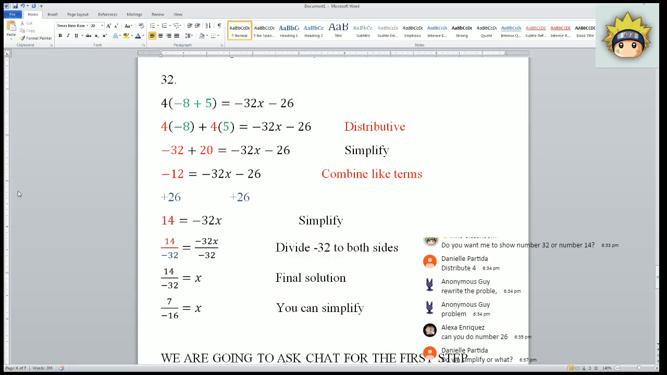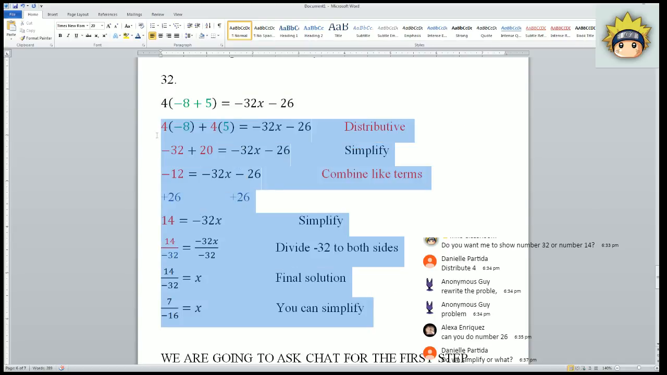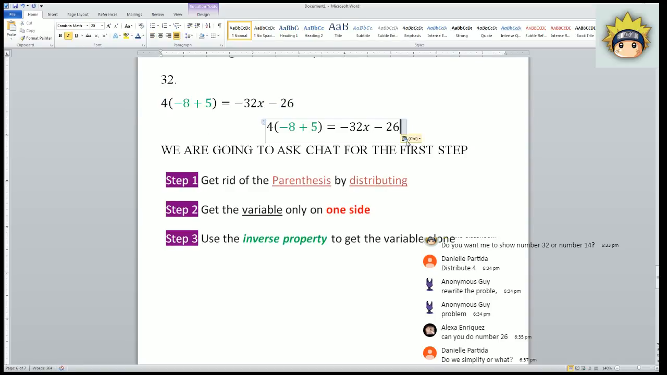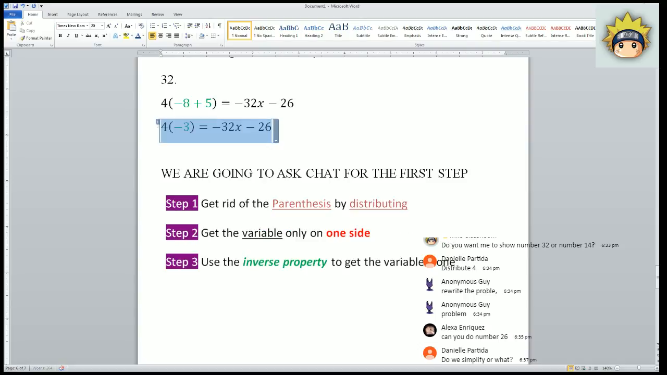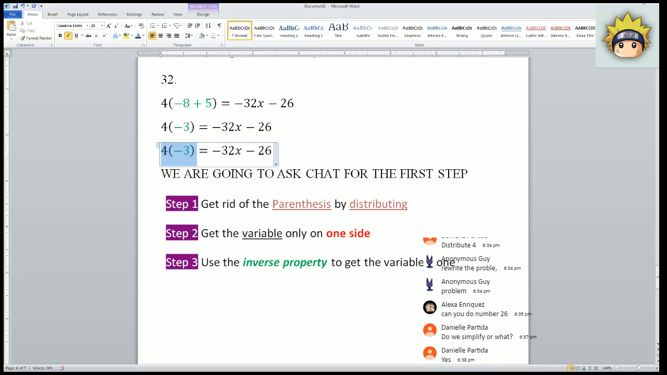Or do you want to see something interesting? Check this out. You don't even have to do this, right? Let's go back and redo the problem. Look. What is negative 8 plus 5? Isn't that just negative 3? If I combine the like terms, 4 times negative 3 just becomes negative 12. Makes my life easier.